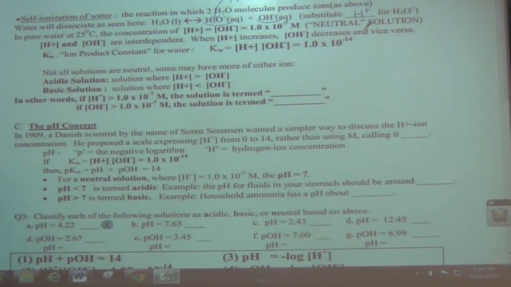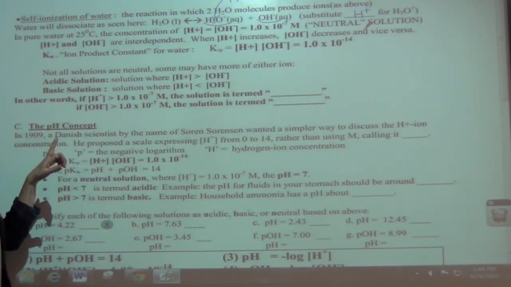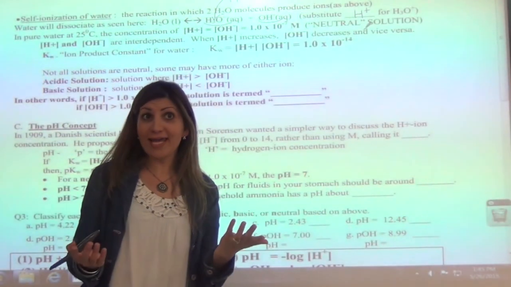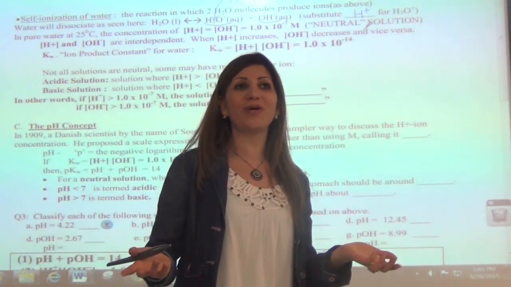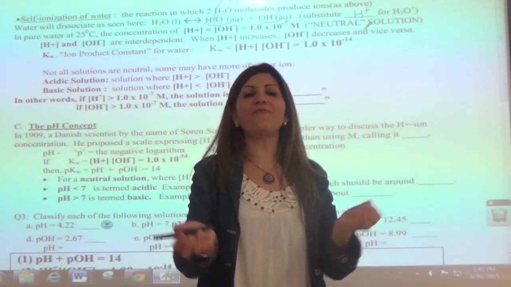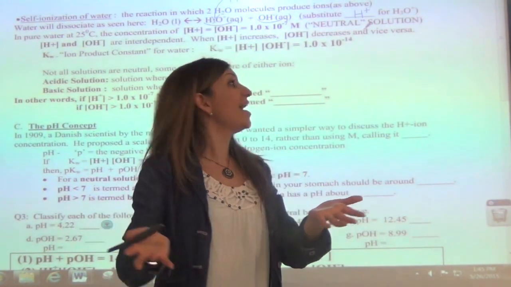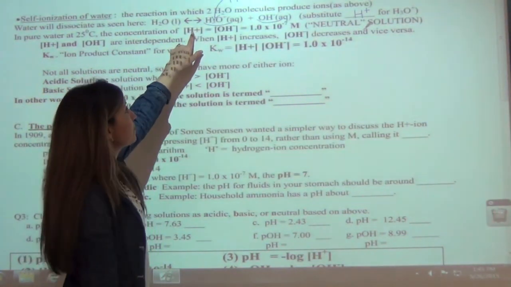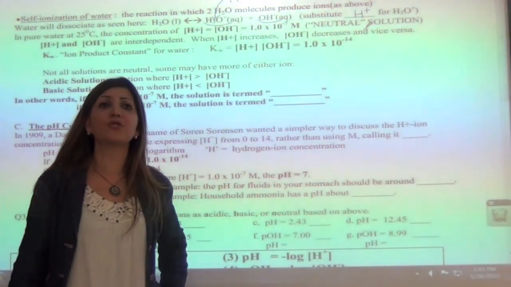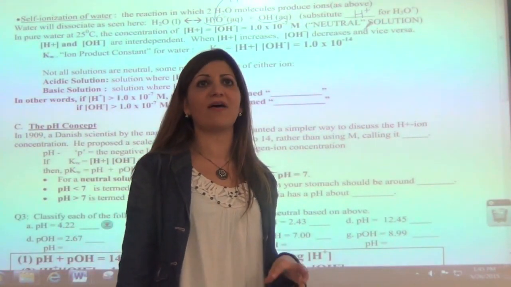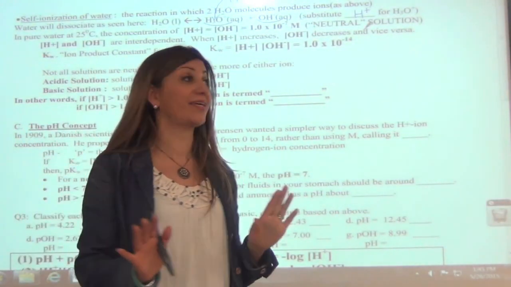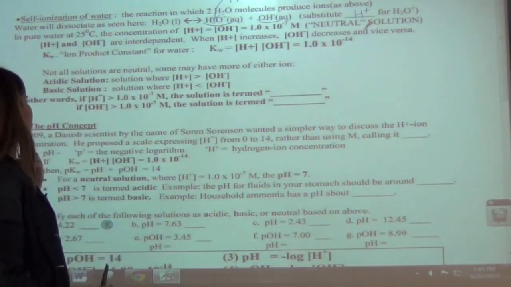In pure water at 25 degrees Celsius, the concentration of H plus and OH minus is actually the same. Why? Because what do you know that water breaks up into again? H plus and OH minus. So if you have equal amounts of them, then when you have a neutral solution, your H plus and your OH minus are equal to each other, and they actually found out that the concentration would be 1 times 10 to the negative 7th molar. Okay? We're going to talk about the significance of this number in just a second. So that's a neutral solution.